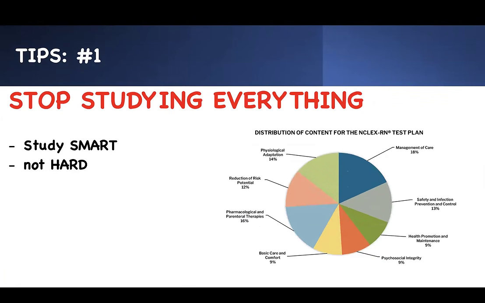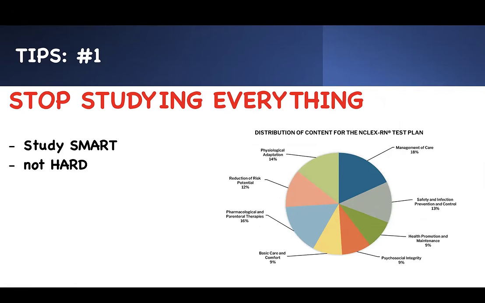This is your test plan. The NCLEX has given you a blueprint. This blueprint is right there in front of you. You know what to focus on and you know what you need to do. As you can see, the distribution of the content for the RN test is the same as the PN. You're going to have physiological adaptation, 14%, management of care, 18%, and risk reduction potential, 12%.